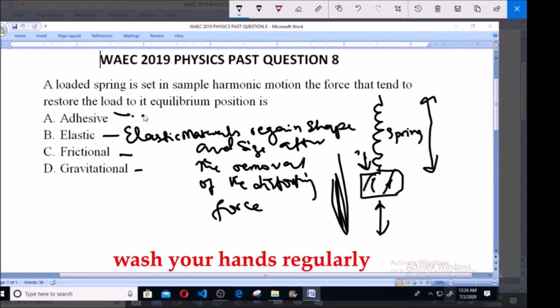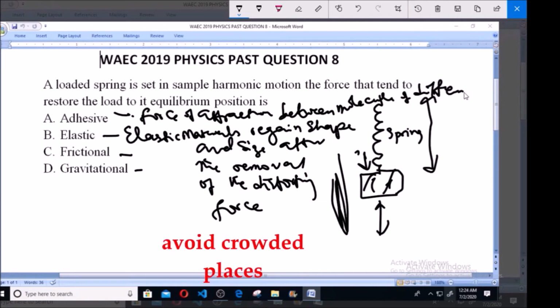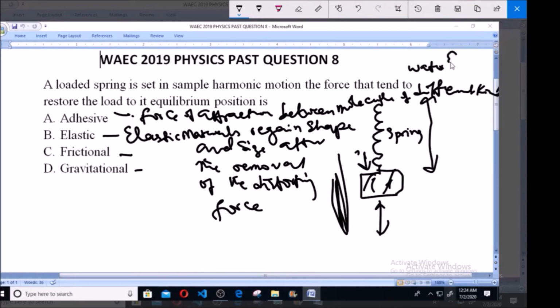When you talk about adhesive force, we talk about force of attraction between molecules of different kinds. So this is simply force of attraction between molecules of different kinds. An example is what we have between water and glass. When you put your water in the glass, they have this force of attraction known as adhesive force.